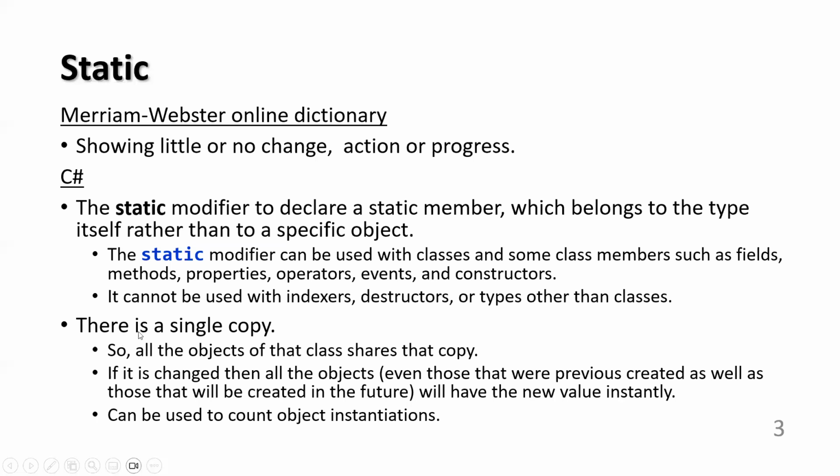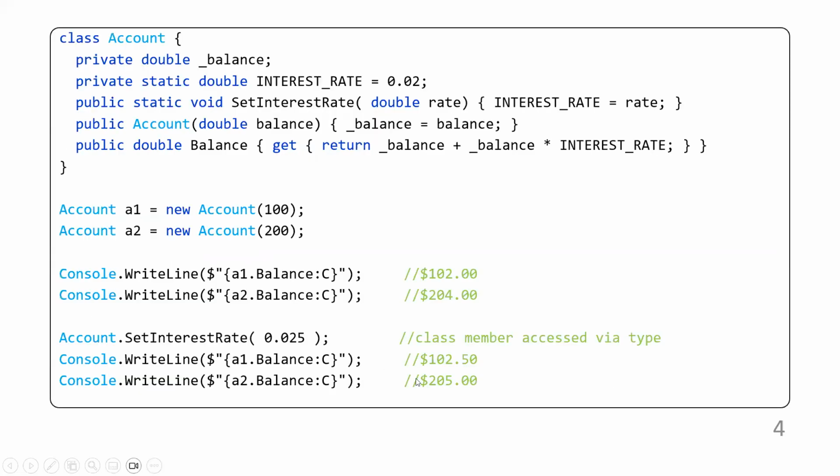And there is a single copy. That's it. It means whenever you define a static, you make one object with the class name that you have. So there's just one copy, one place in the memory. So all the objects of the class all share the same copy.